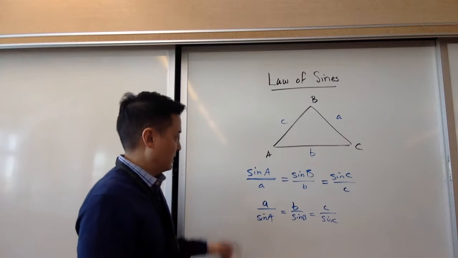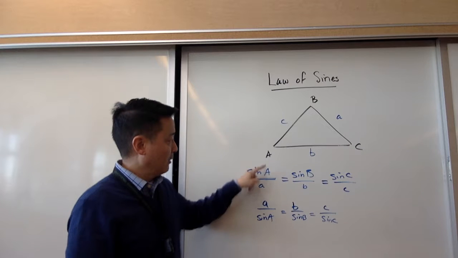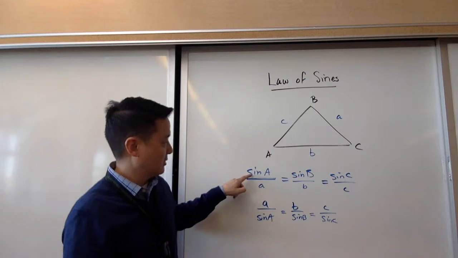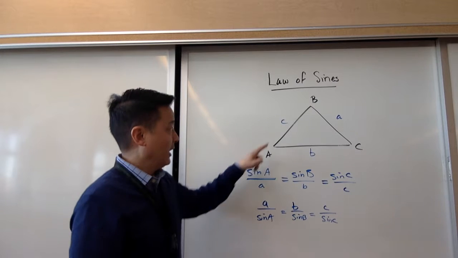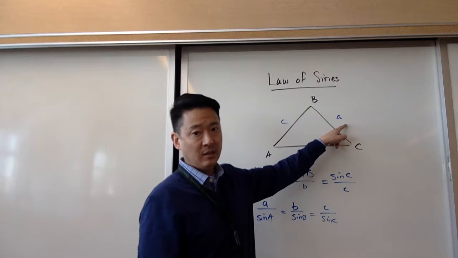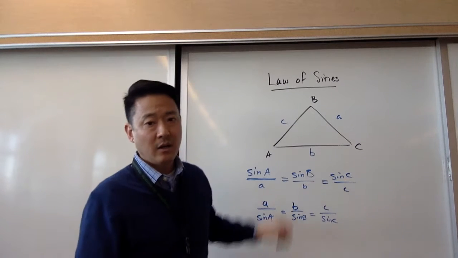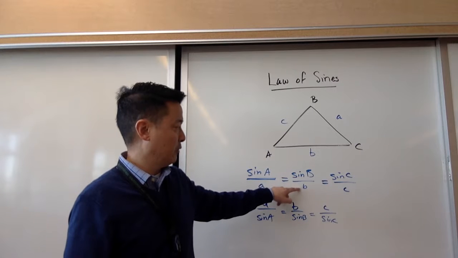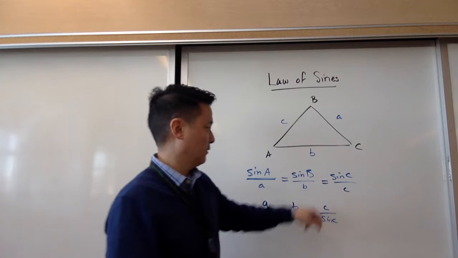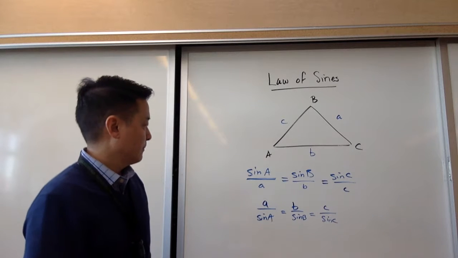And the proportion is that the ratio of the sine of one angle, so the sine of angle A, divided by the length of the side a. So the little letters are the side lengths, the capital letters are the angles. So the sine of A over a is equal to the sine of B over b is equal to the sine of C over c. Okay, so that is our proportion.